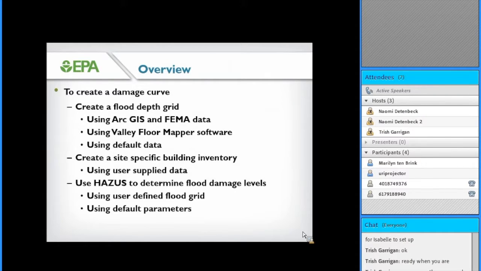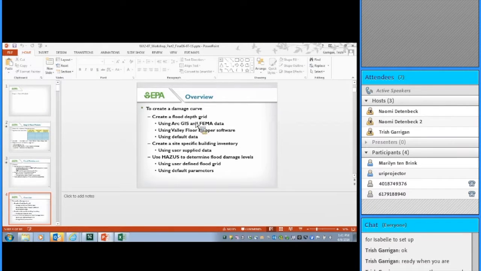So now I'm going to turn it over to Lisa to tell you a little bit about how to get at those 3 sets of values that the model requires.